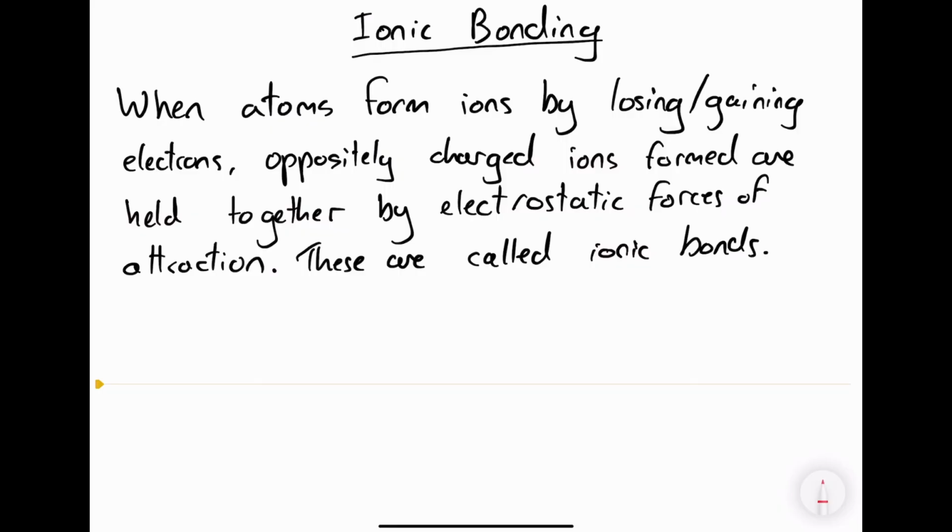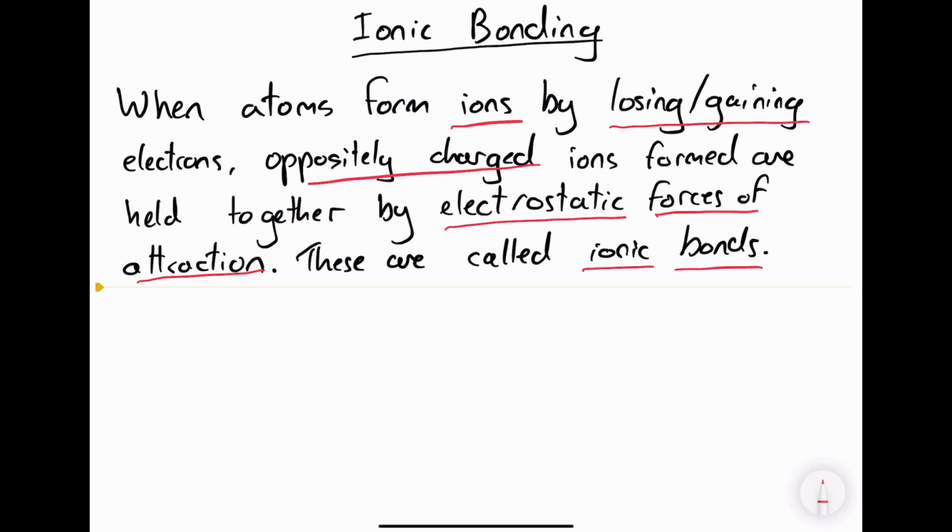In this video, we're going to look at ionic bonding. So when atoms form ions by gaining or losing electrons, oppositely charged ions formed are held together by electrostatic forces of attraction. These electrostatic forces of attraction are often called ionic bonds. So it's the attraction between the positive and negative ions formed when atoms lose or gain electrons.